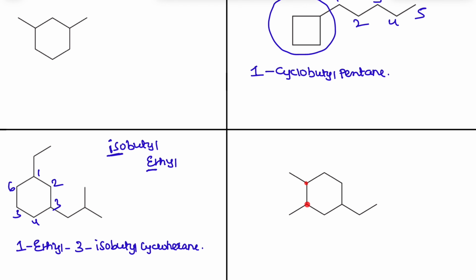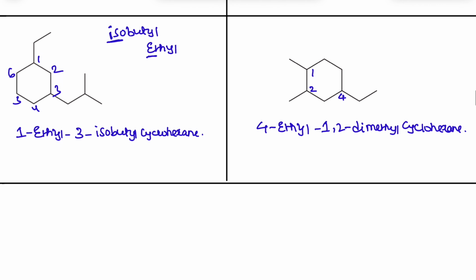And here 1 2 3 4, 1 2 4, 1 3 ruled out. 1 2 3 4 5. So 1 2 5, 1 2 4, 1 2 4 is better, therefore this is the correct numbering. Alphabetical order, therefore it is 4-ethyl-1,2-dimethylcyclohexane. So these are some examples of cycloalkanes.